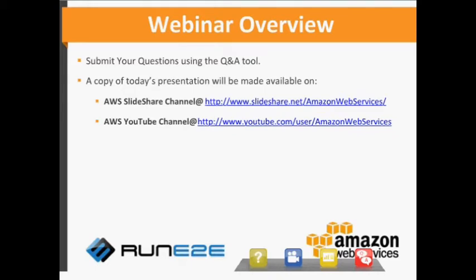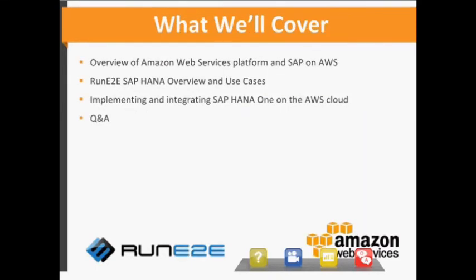I'm pleased to be joined today by Ray Kelly, who's a principal with Rennie Tui, one of our advanced consulting partners at AWS, as well as Steve Jones, who is a senior SAP Solutions architect with Amazon Web Services. We'll begin with Steve providing an overview of the AWS platform and some of the benefits of SAP on AWS, followed by Ray, who will take us through an overview of SAP HANA One, as well as some use cases and considerations for implementation and integration with SAP HANA One on AWS to manage your big data.